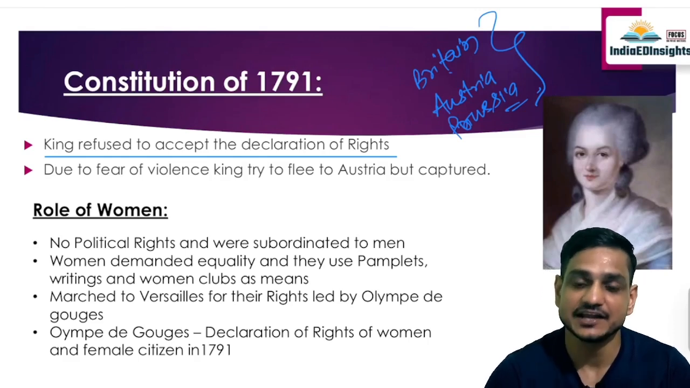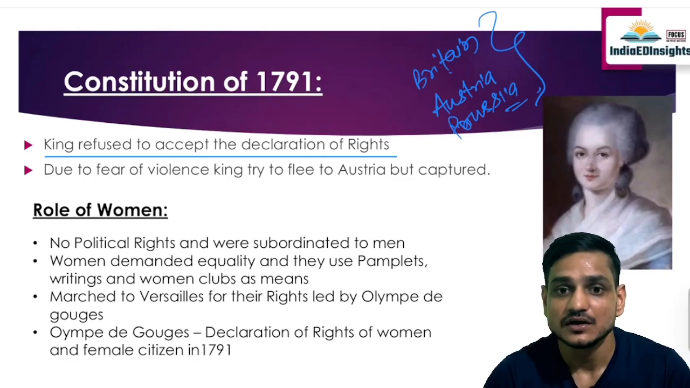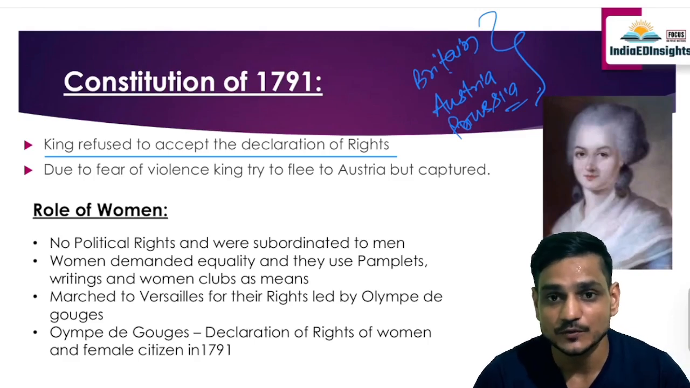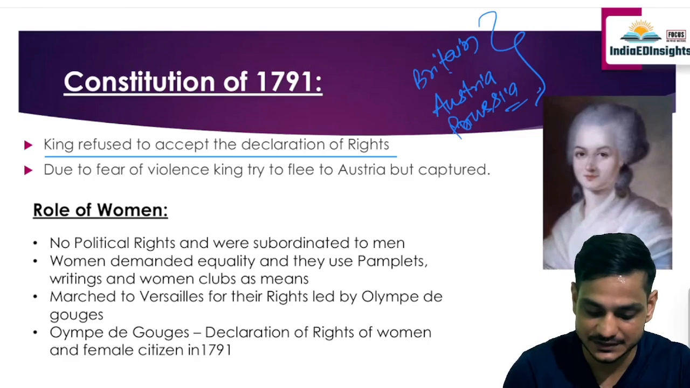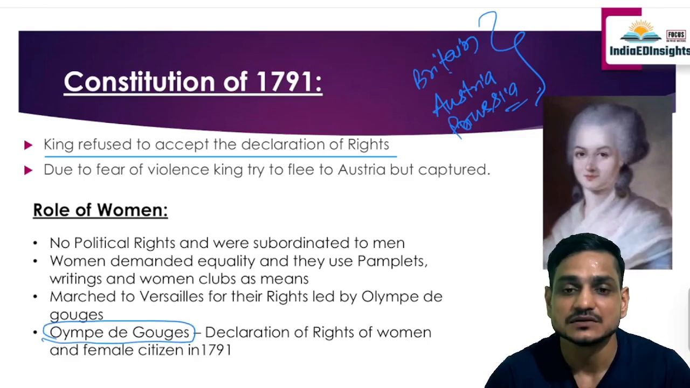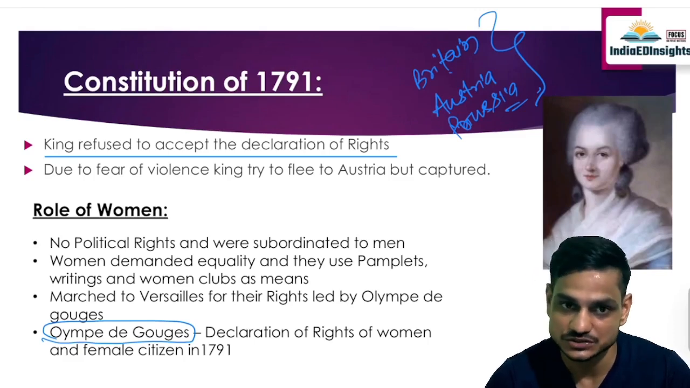During the 1791 revolution, what was the role of women? Now we will discuss that. When we talk about the role of women in the French Revolution, we must remember one most important name, and that name was Olympe de Gouges. Olympe de Gouges was the most important female revolutionary during the French Revolution.